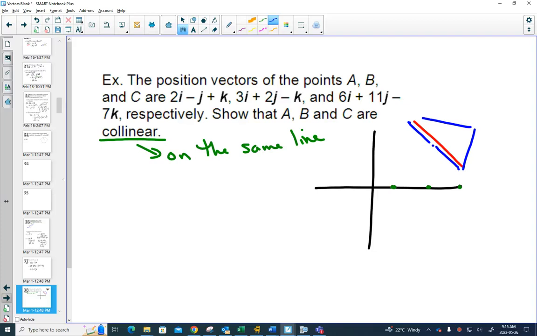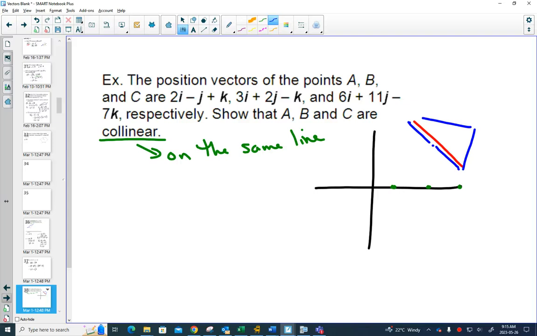So one way that you could show that they're in a straight line in 2 dimensions is with distances. Another way that you could show that they're a straight line in 2 dimensions is by showing that the slopes are the same. If they're going in the same direction and they share a same point, they have to be in the same line.